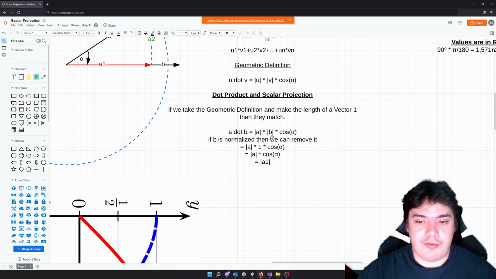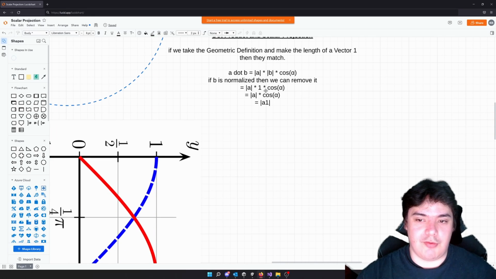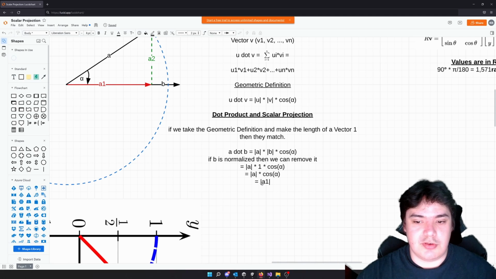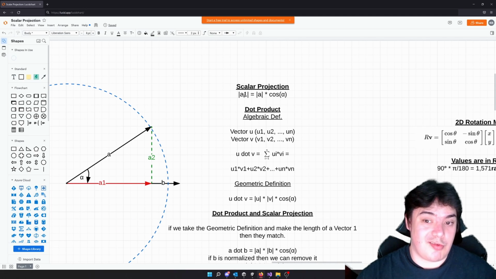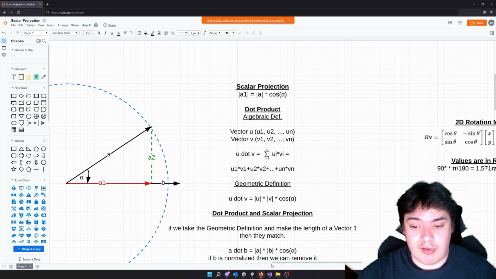And here I have derived it. If we have a dot b, then it's equal to length of a multiplied by length of b multiplied by cosine of the angle, the geometric definition of the dot product. And if b is normalized, then it's length of a multiplied by 1, and we already talked about that. And this is actually the length of a1, which is the scalar projection. That's the whole mathematics behind this algorithm.